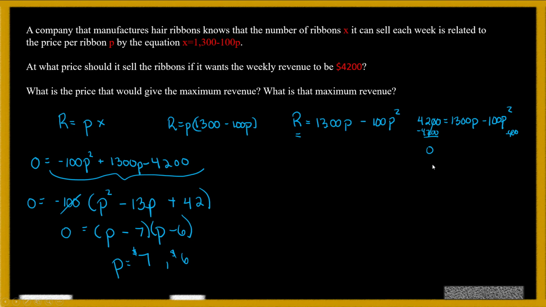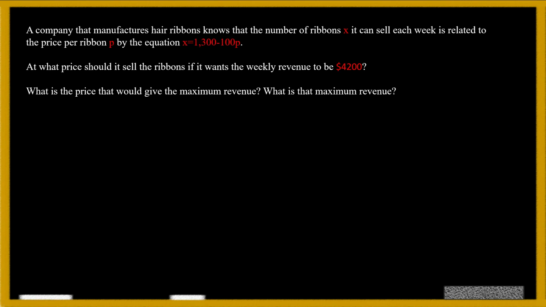Now we're going to look at the second question. What is the price that would give the maximum revenue? And of course we want to also find what is the maximum revenue. Remember, our quadratic graph looks like this, and our maximum is going to be the vertex of the quadratic graph. So we're talking about the original equation, not part A where they were looking for a specific revenue, but based on the original piece of information, what would give them the maximum revenue?